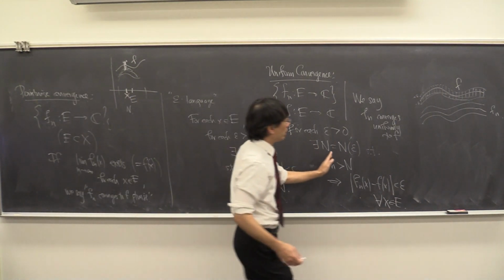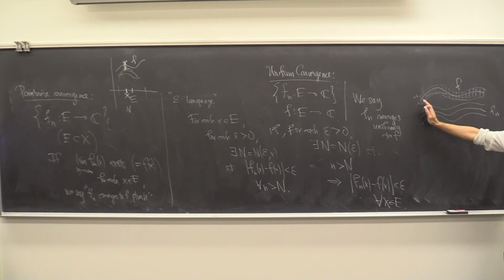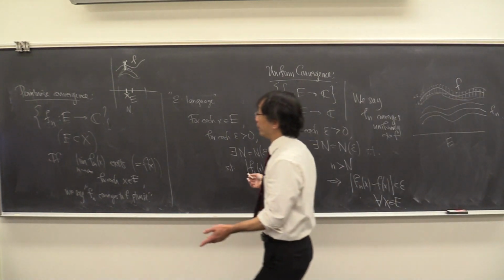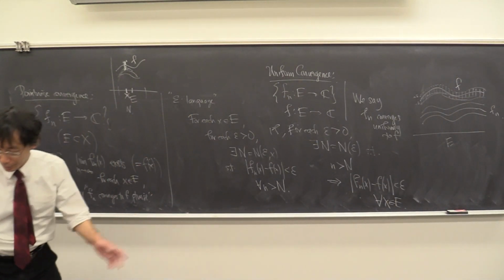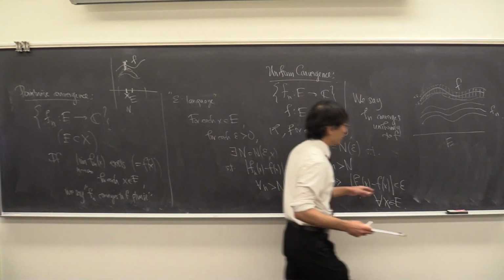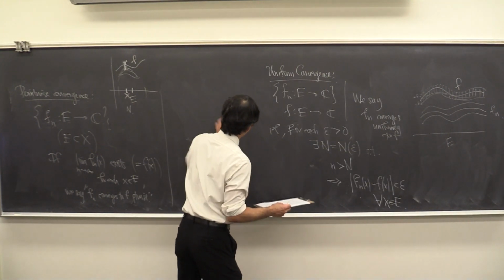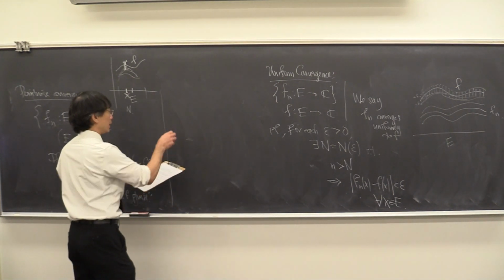Whereas over here, the time must work uniformly across the entire domain. Okay. So that's the difference: pointwise convergence and uniform convergence. You all probably know it. Okay. So the point is that uniform convergence has a lot of nice qualities that pointwise convergence doesn't have. Things that don't work.